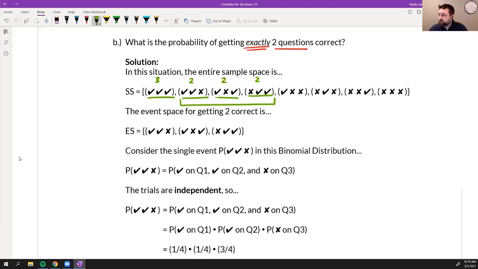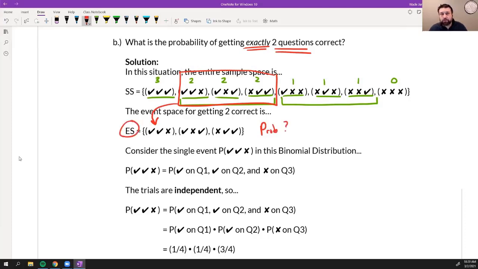And now let's look at the other options. You could get the first one right, only the first one right. You could get only the middle one right, or you could get only the last one right. And again, these are situations where you get exactly 1 question correct. And then you could get none of them right. In this sample space, what are the events that meet our criteria of getting exactly 2 correct? Well, that would be these. So this is our event space. What is the probability of this event space happening?